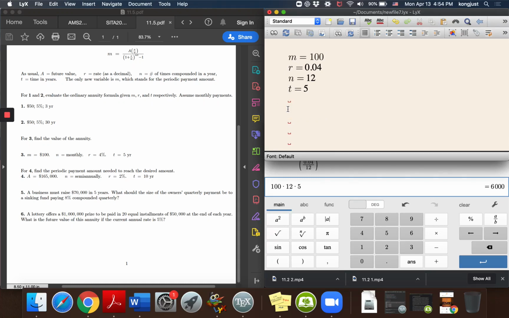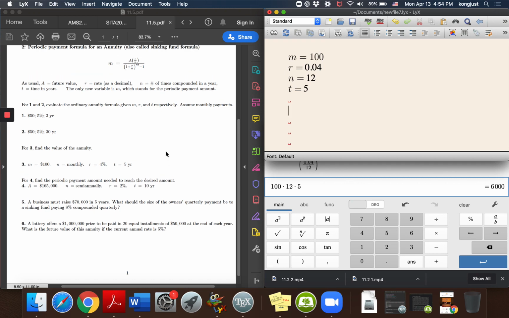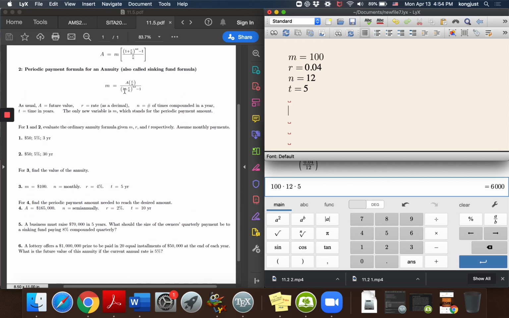This is number 4. This time it's asking for the periodic payment amount needed to reach a desired amount. This is kind of like if you think back to the compound interest question where they asked you what is the P to end up with a goal amount, to end up with the particular A. A is always standing for the end result that we want to end up with. And A is a future value, right?